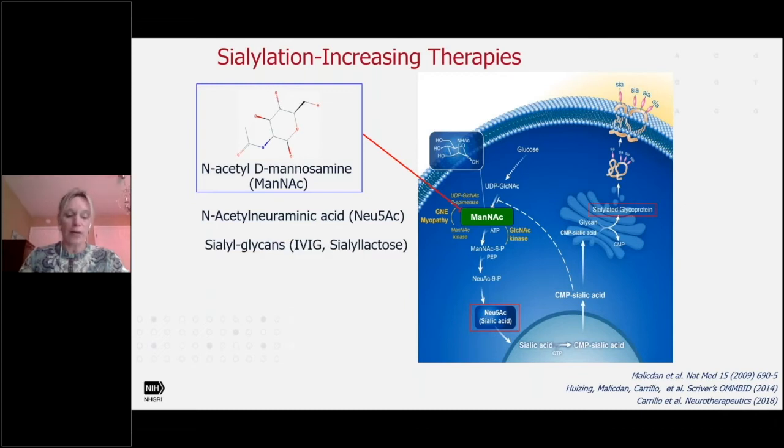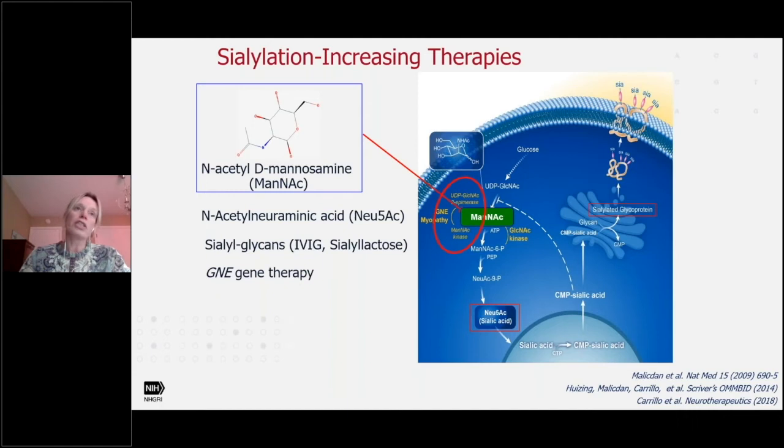Some other therapies have been tested in animal models and in cells, and actually in the IVIG case in patients. You could give highly sialylated proteins that include sialylactose or intravenous immunoglobulins, IVIG. The cells will break these proteins down, and the sialic acid groups that free up can potentially be reused to sialylate the proteins that need it more.